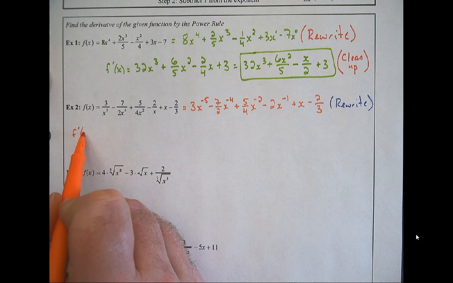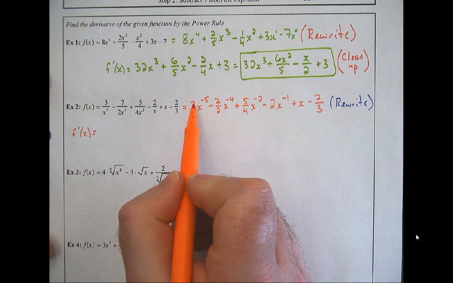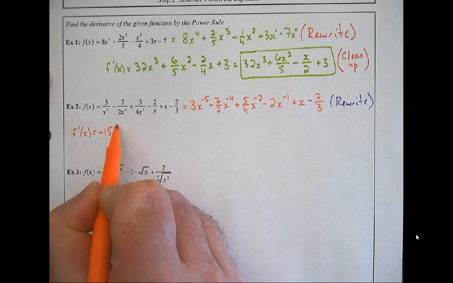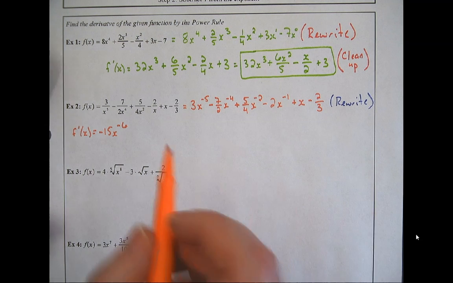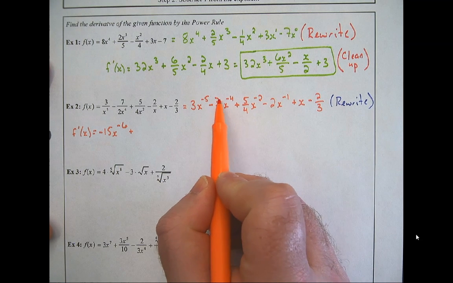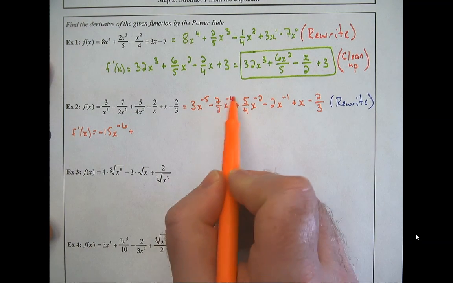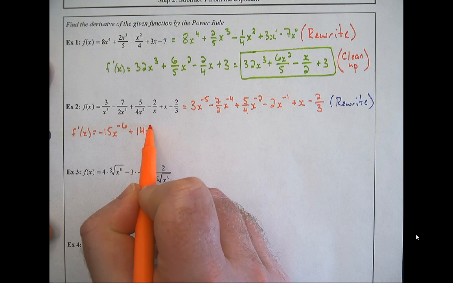So notice I'm giving myself plenty of room because I'm going to have to do a cleanup in a minute. Exponent times coefficient, subtract 1. So that'd be negative 15. X to the negative 6 this time, right? That's negative 5. So if I subtract 1, that's negative 6. I'm going to clean this one up right away. Plus, so that's going to be 4 times 7, right? The negative and the negative makes a positive. 28 divided by 2 is 14. X to the negative 5.